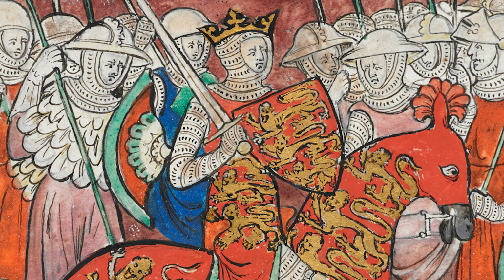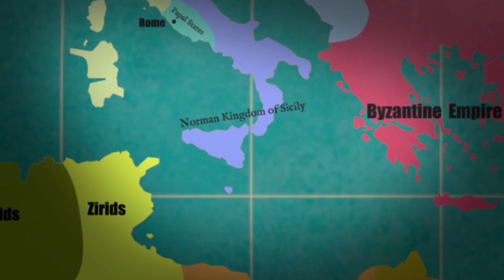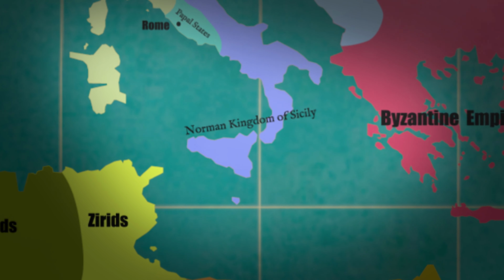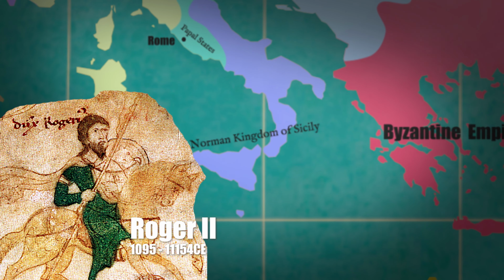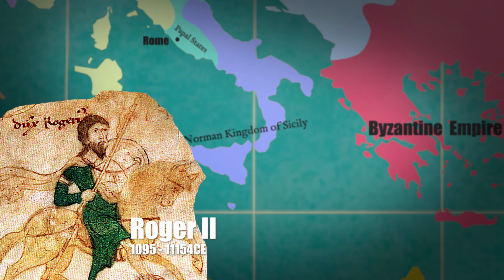Other Norman leaders pushed south into the Mediterranean Sea. The Norman king Roger II in the 12th century would pose a major threat to the Byzantines from his base in the Kingdom of Sicily.